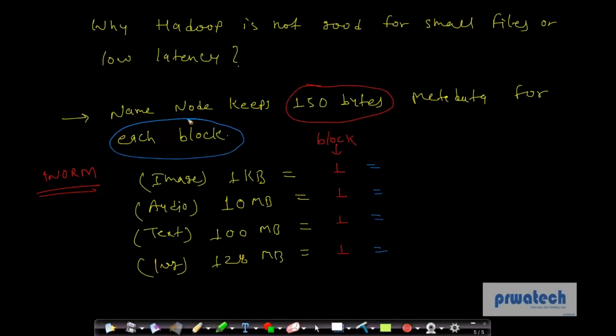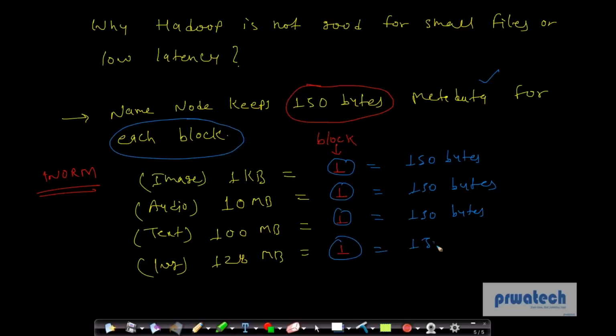For each block, which means they're not caring that it is 1 KB. They do not care that this is 128 MB or this is 10 MB. They just care about the number of blocks. And since the number of blocks is one, one, one, all files will have metadata. I'll show you this metadata: 150 bytes, 150 bytes, and 150 bytes.